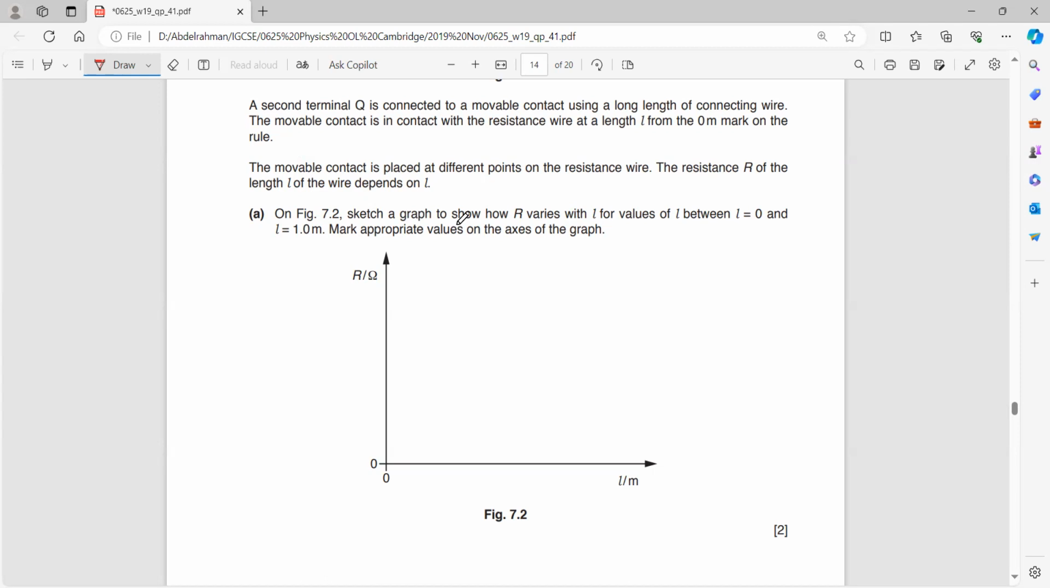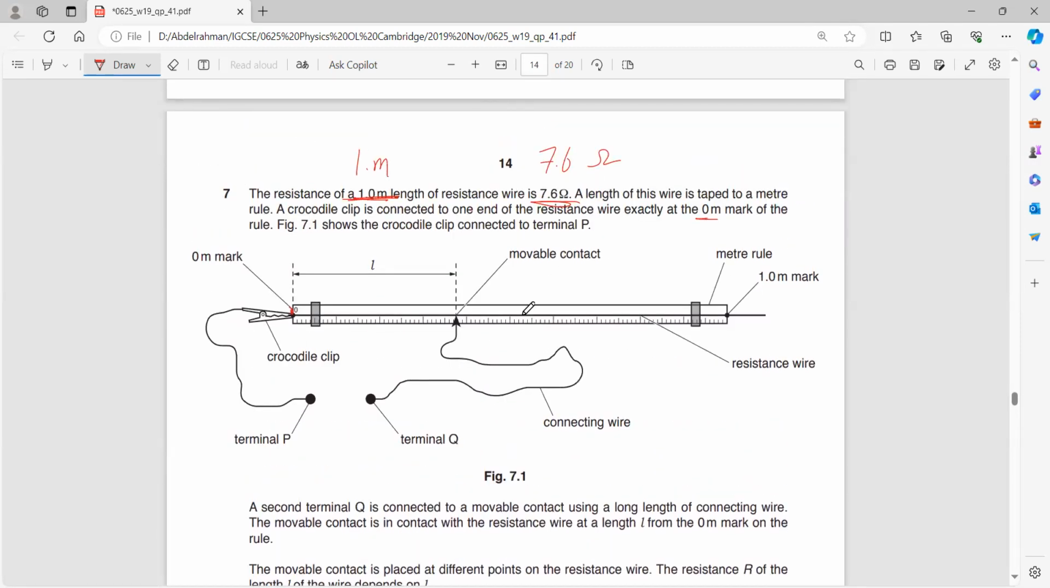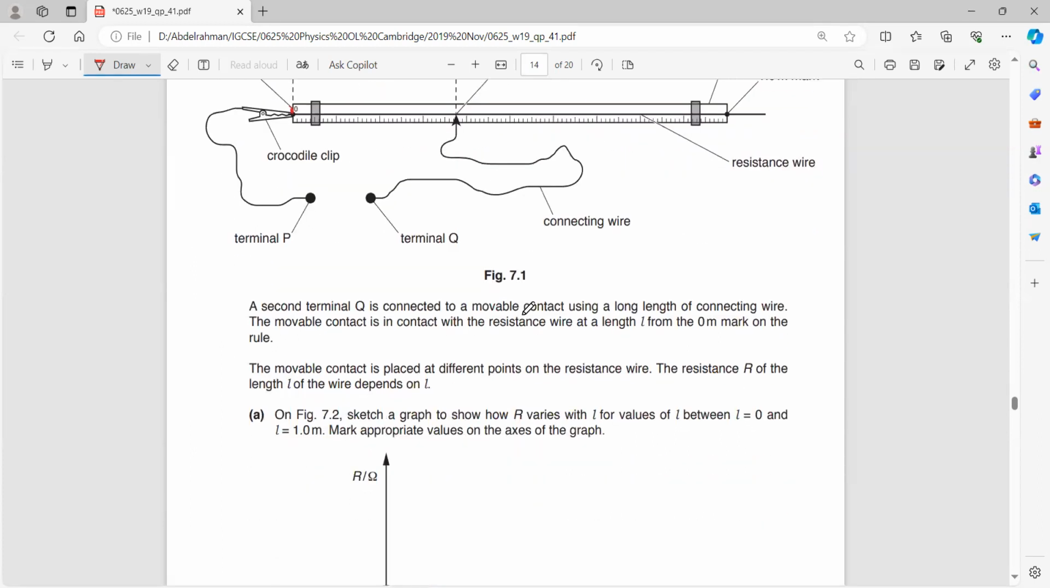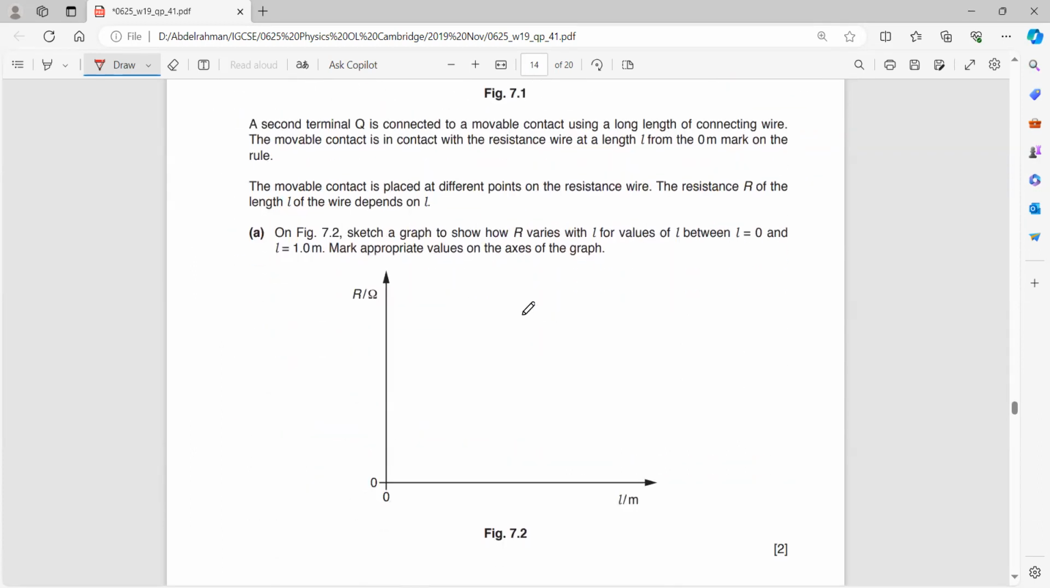Look, Nada, as the length increases, what's happening to the movable contact? I will move it to the right. So as you move the movable contact to the right, what's happening to the length? The length is increasing. And we know that the resistance of any wire is directly proportional to its length. So as I increase the length, what happens to the resistance? The resistance increases and it's directly proportional.